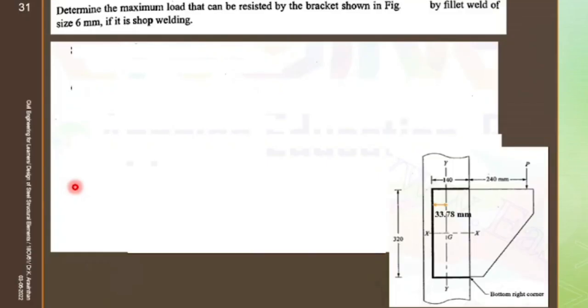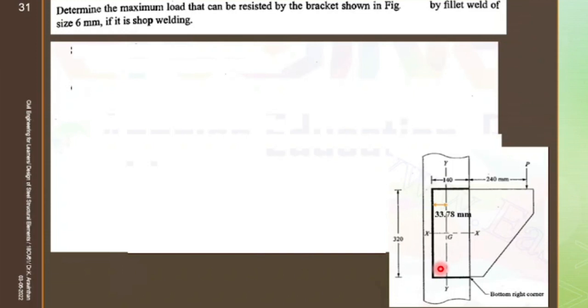Determine the maximum load that can be resisted by a bracket shown in the figure by a fillet weld of size 6 mm if shop welding is provided. See here, a bracket is being provided and it has to be connected with the column.